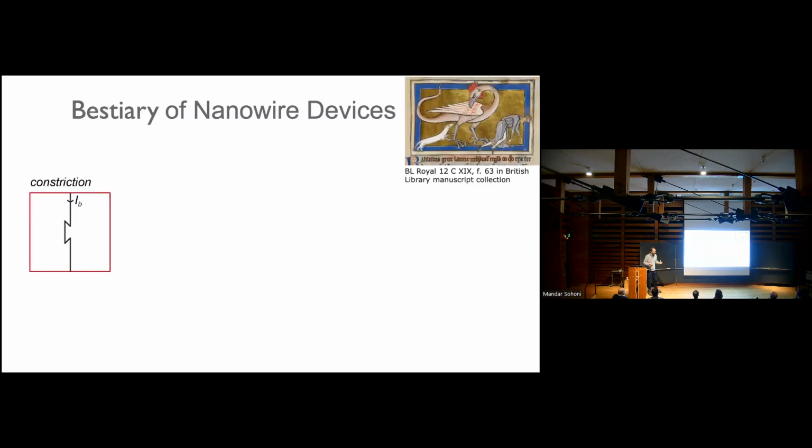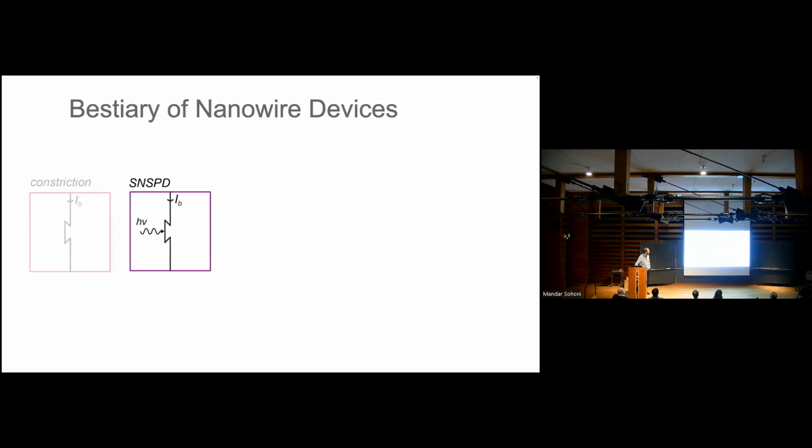So what are the devices? In the Middle Ages, people imagined all kinds of monsters and they would make books filled with them. So here's my bestiary, my book of monsters, okay? That's a basilisk, if anyone's interested. The first one I've already talked about is a constriction. One I'll talk about next is a superconducting nanowire single photon detector. It's just like a constriction.